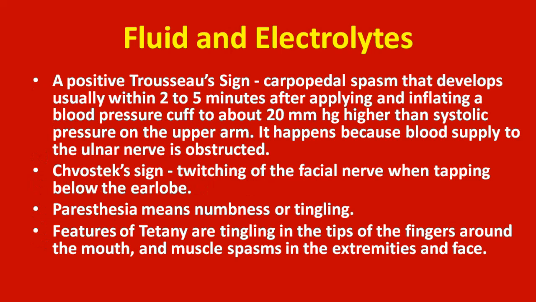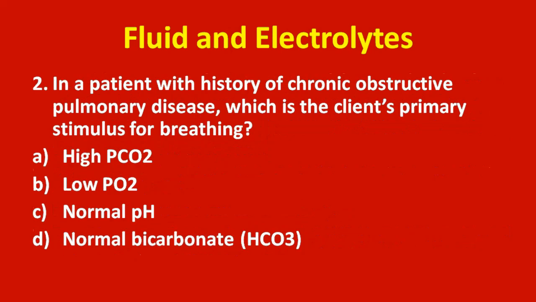A positive Trousseau sign, carpopedal spasm, usually develops within 2 to 5 minutes after applying and inflating a blood pressure cuff to about 20 mm Hg higher than systolic pressure on the upper arm. It happens because blood supply to the ulnar nerve is obstructed. Chvostek sign is twitching of the facial nerve when tapping below the earlobe. Paresthesia means numbness or tingling. Features of tetany are tingling in the tips of the fingers, around the mouth, and muscle spasms in the extremities and face.